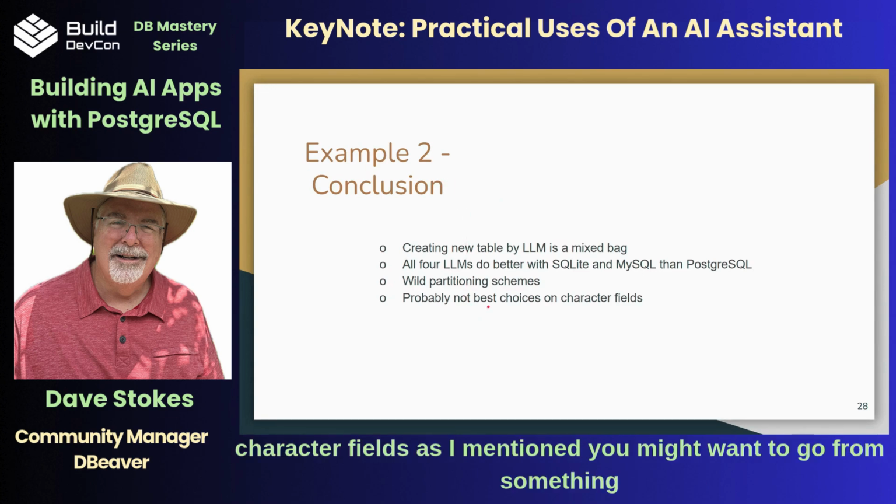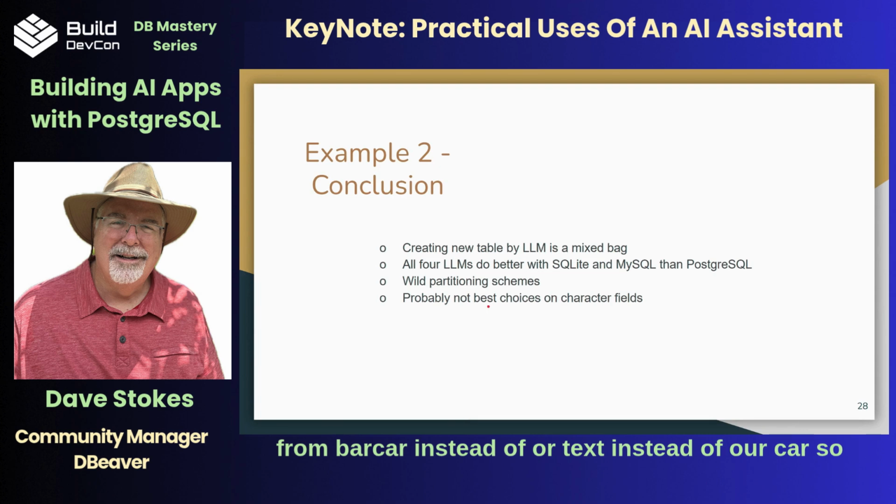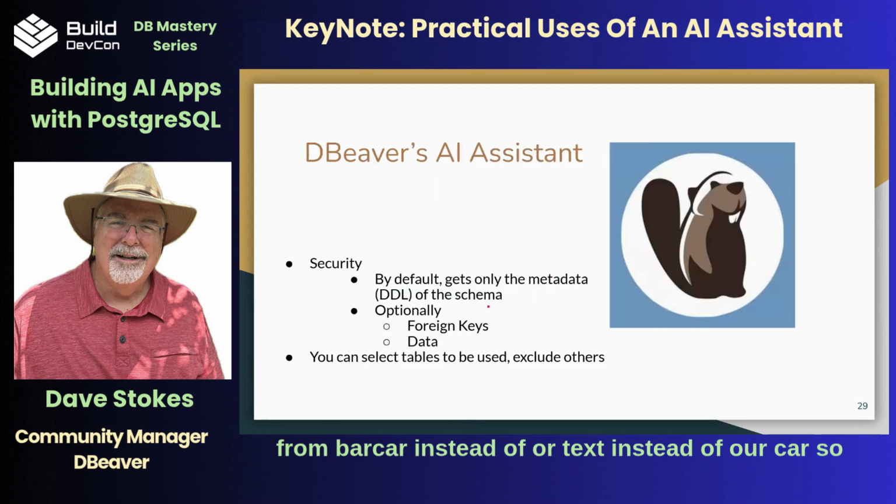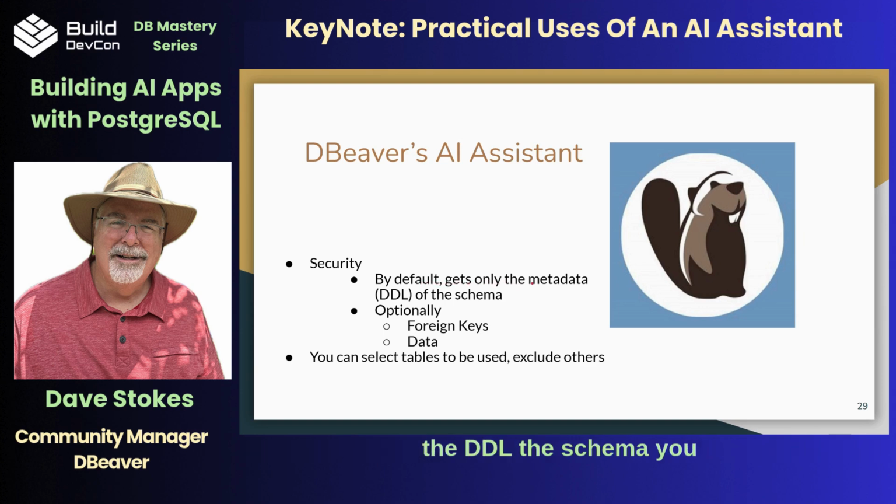Also, character fields, as I mentioned, you might want to go from varchar to text instead of varchar. So, DBeaver's AI assistant. Well, security. Every time you fire it up, it's going to ask you for the master password to get into the program. So if you leave it open on your laptop, someone can run it. By default, it only sends over metadata, the DDL, the schema.